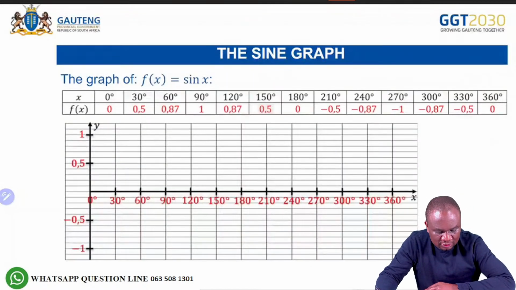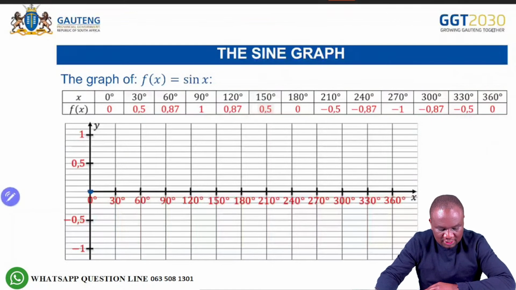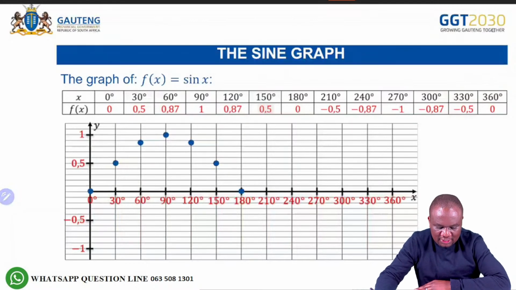Right. So we have the first point, (0, 0). And then at 30, y is 0.5. At 60 degrees, y is 0.87. At 90 degrees, y is 1. At 120, y is 0.87. 150 degrees, y is 0.5. And then at 180, y is 0. It's another x-intercept there.